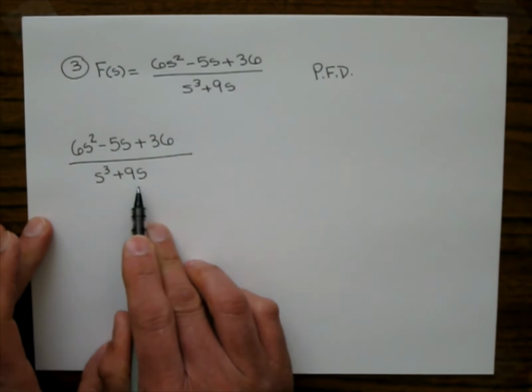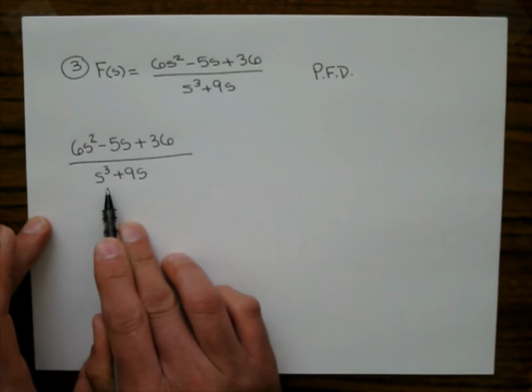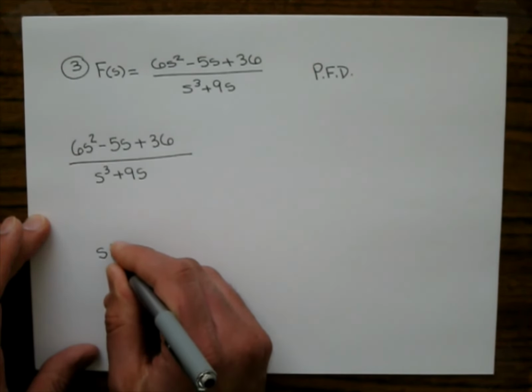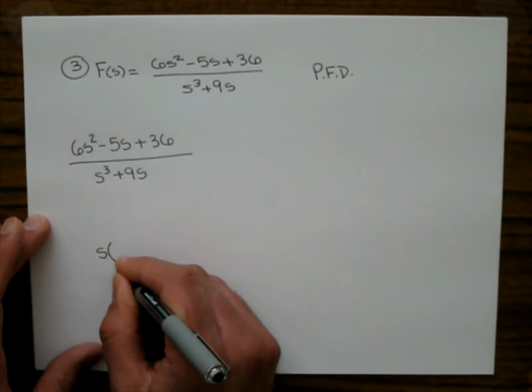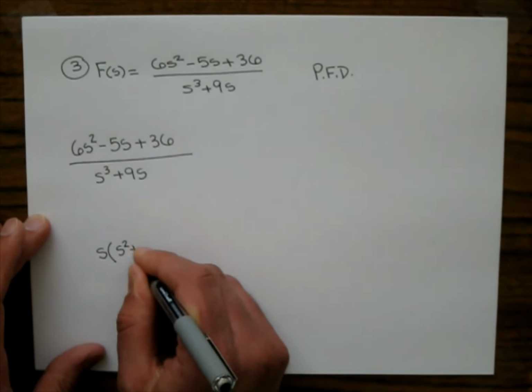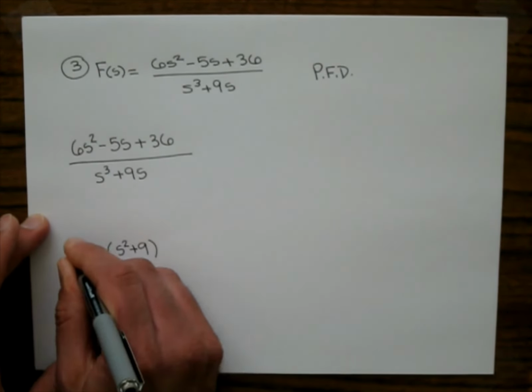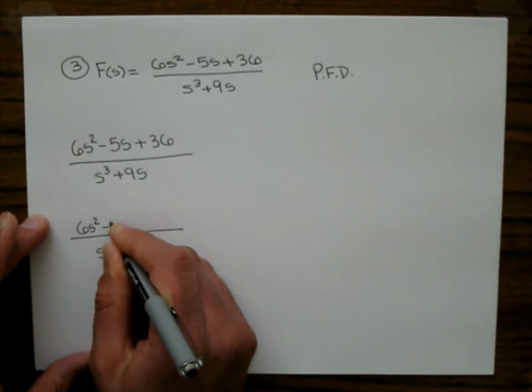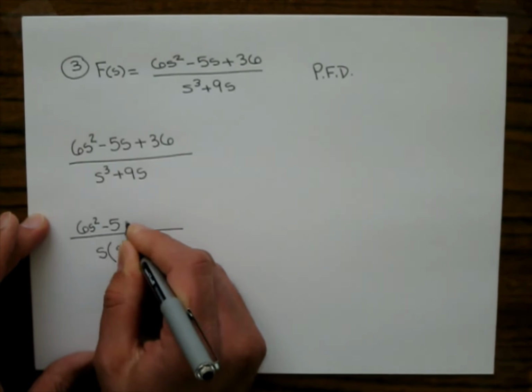Partial fraction decomposition. Well, how do I do that? Okay, I'm going to factor the bottom if I can, and I can factor an s out of the bottom. So I have an s times s squared plus 9 on the bottom, and then on the top, even though it may or may not be able to be factored over the rationals, we don't. We just leave it like this.